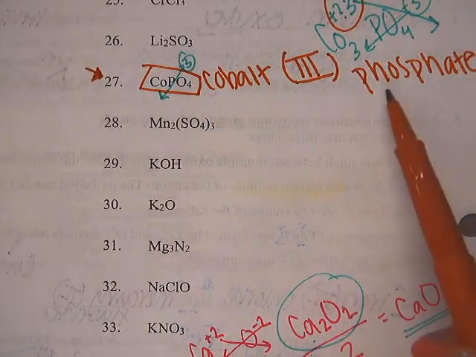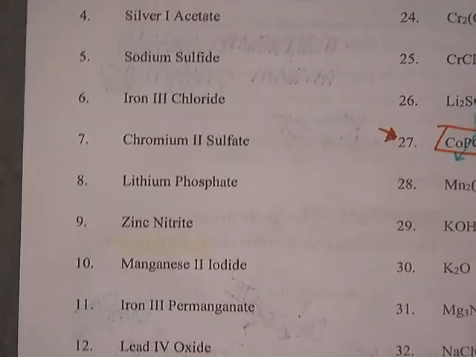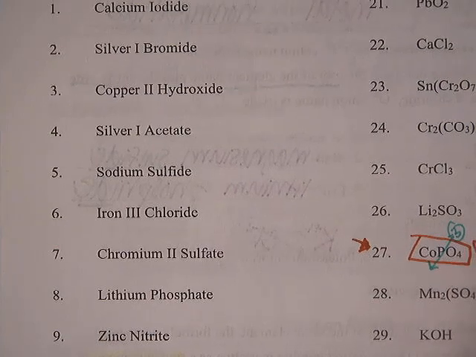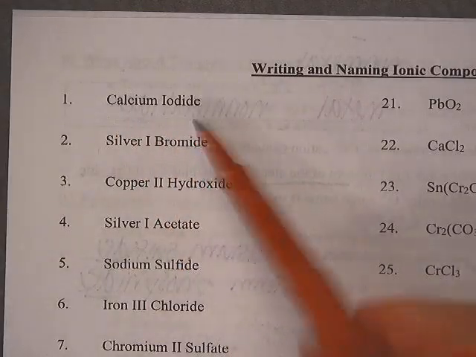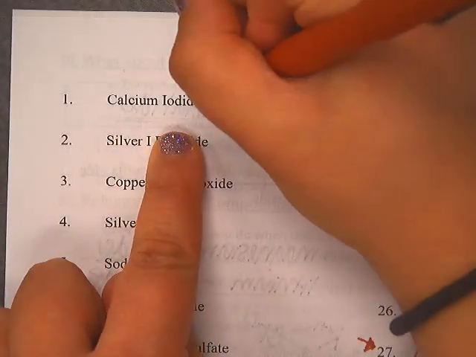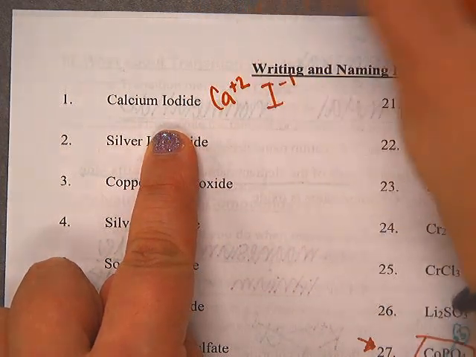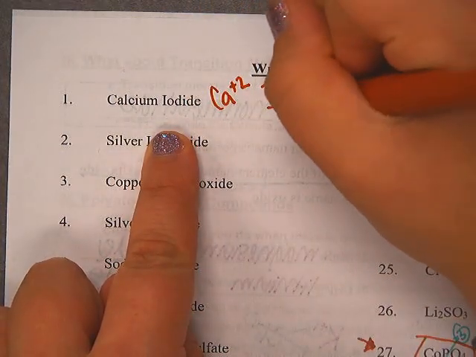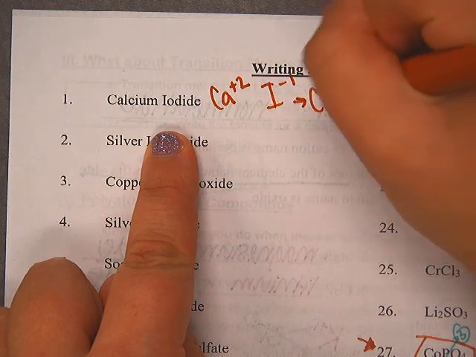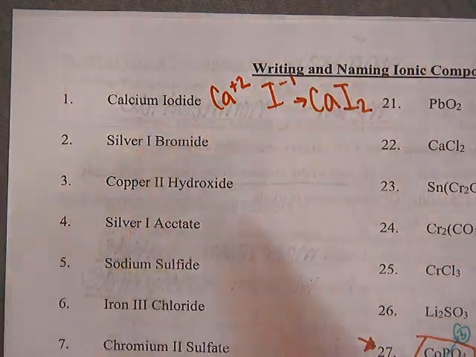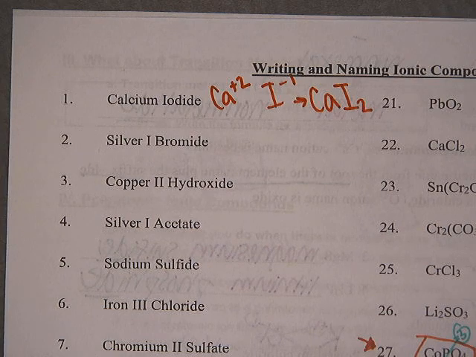You'll give the name. And then for the ones that are on the left-hand side, when I give you the name, I want you to write the formula. So if I have calcium iodide, if I start with Ca and a +2 charge and iodine with a -1 charge, crisscross them to get the formula just CaI2. And that is all we have.